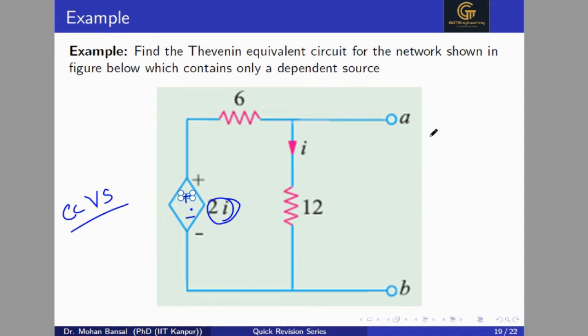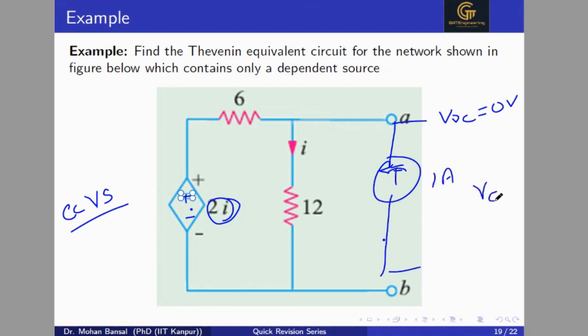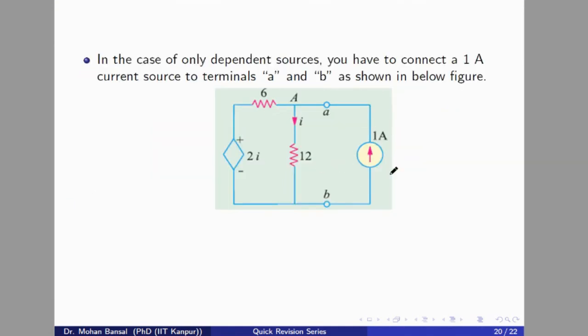Now we'll find out the Thevenin's and Norton's equivalent across the terminals A and B. This is the open terminal. We always consider VOC equal to 0 volt, and we consider a 1 ampere current source here, and we will find out the voltage across the terminal, VAB. That is our aim to solve this circuit for the equivalent circuit. So we consider a 1 ampere current source, and now we'll find out the value of I, and we'll compute VAB. That will be equal to 12 into I, because the voltage across A and B will be equal to the voltage across the 12 ohm resistance.